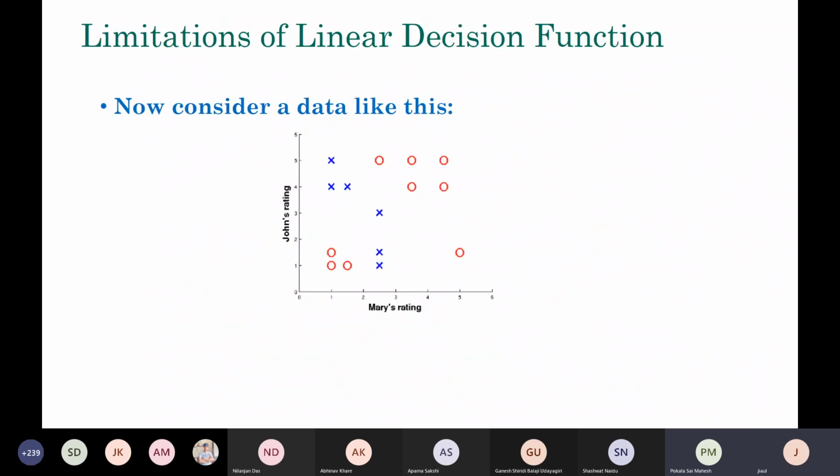Now consider an example data like this. In the previous case we were lucky, but consider data like this. For example, you plot your data and you see something like this. No longer can you separate this out using a single straight line. You can never find a single straight line which will separate the two classes, the blue from the red, correctly, at least for this particular data.